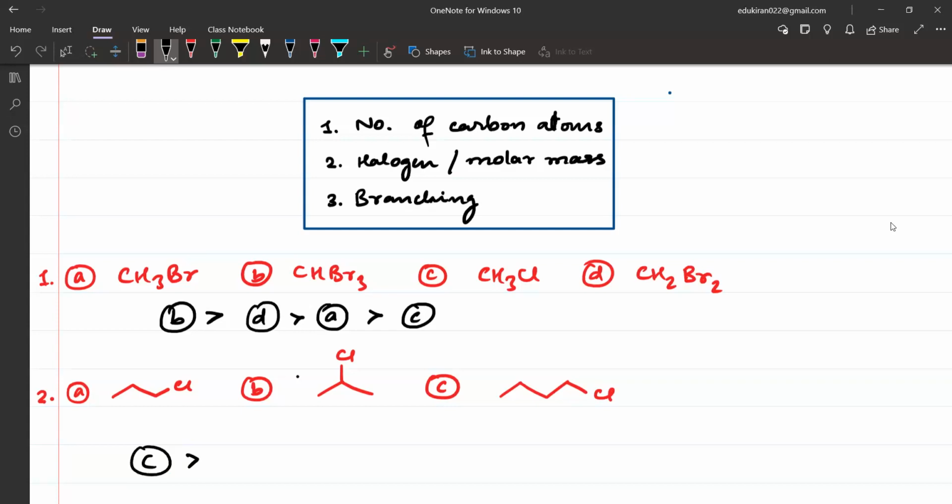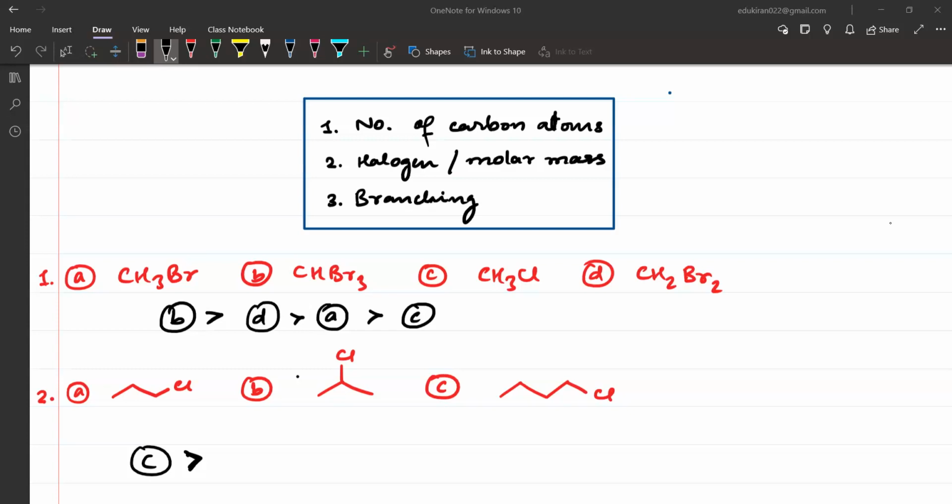After that, which has the highest number of carbon atoms, A or B? How many carbons in A? 3. And how many in B? 3 carbons, sir. So both have the same number of carbon atoms.